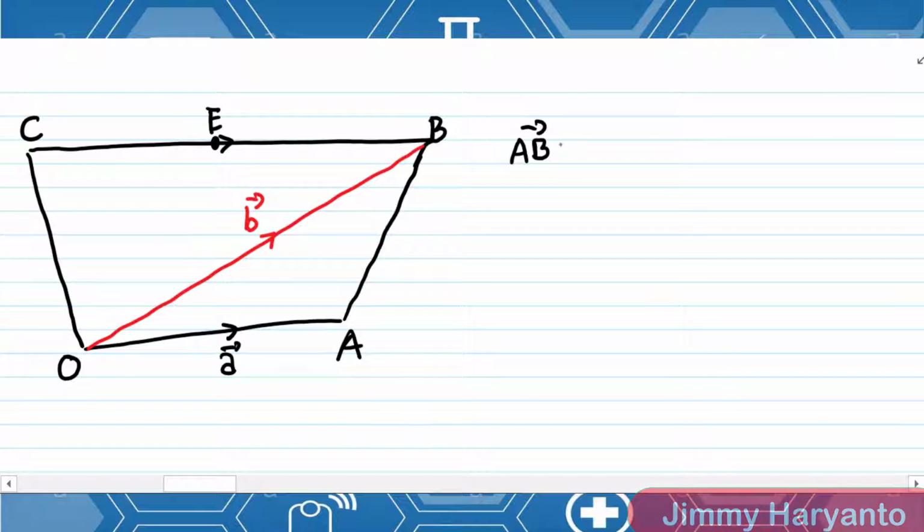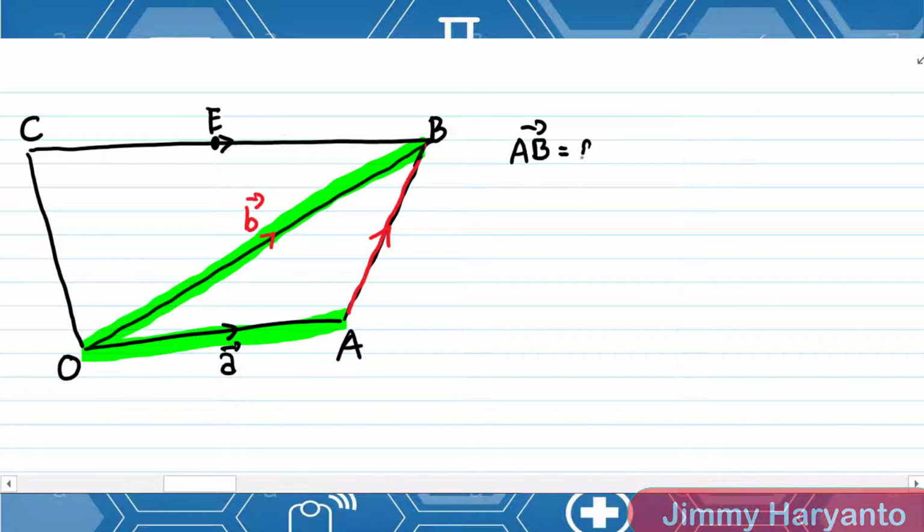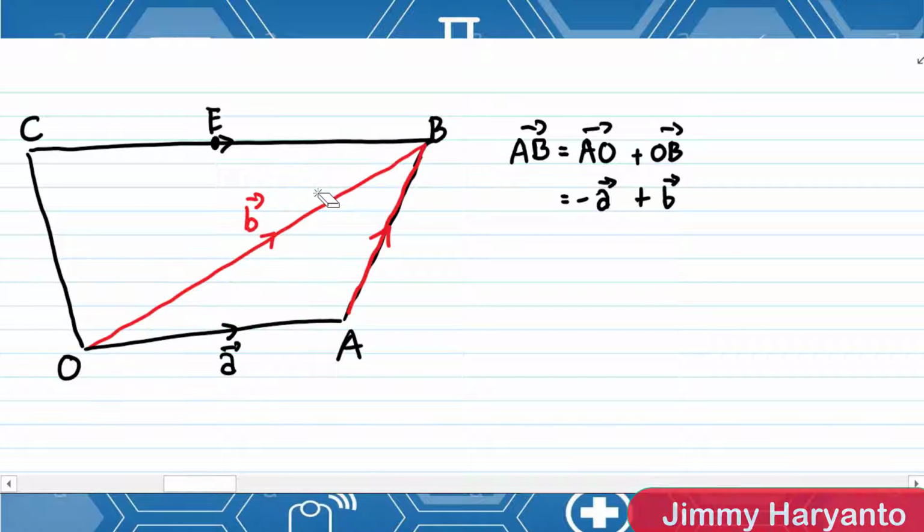Okay, let's try to find AB first. AB is this one. To get AB, I have to move from A to B, move to the left side, then move diagonally. So the formula will be AO plus OB. AO is the opposite of OA. OA is A, so AO will be negative A, plus OB. OB is searah, berarti B. Dah, dapat AB-nya nih.